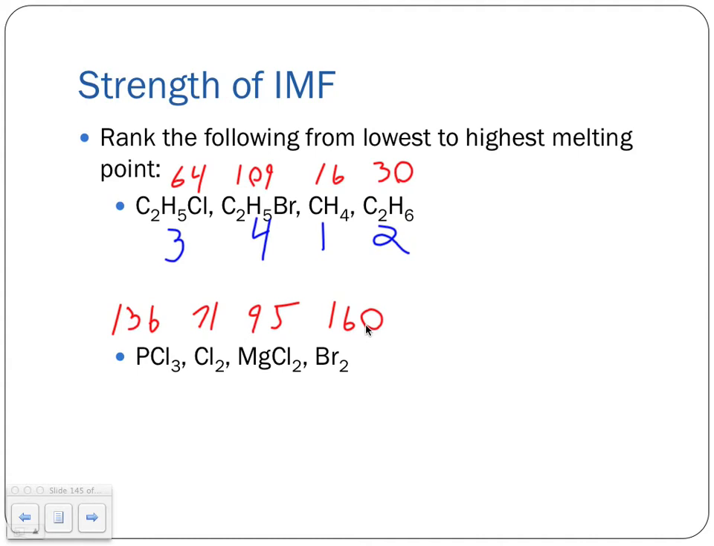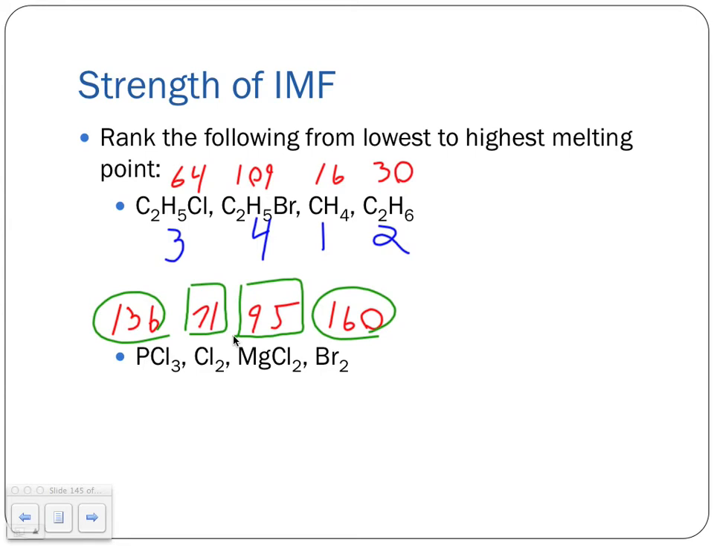So for our first two here, we have two that are roughly about the same size, the 160 and the 136, and two that are about the same size here, the 71 and the 95. Once again, they don't have to be exact, they just have to be sort of in the right range. But there's very clearly a difference between those two I circled and the two that I boxed. So let's compare the two we circled first. Those should have the strongest intermolecular forces and therefore the highest melting points.